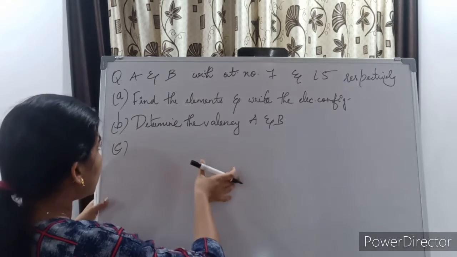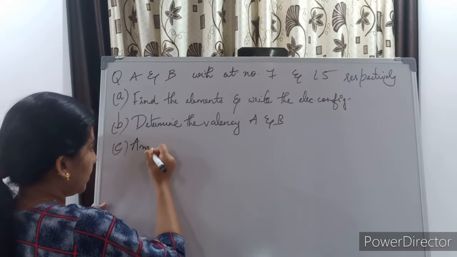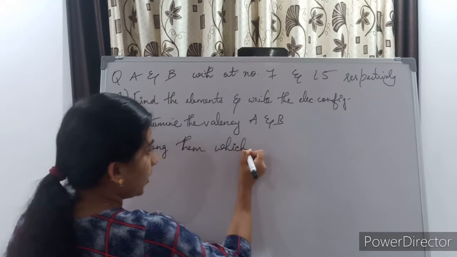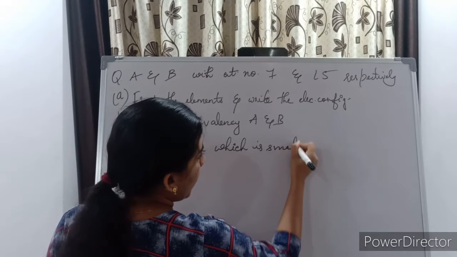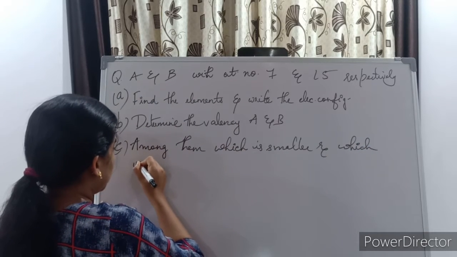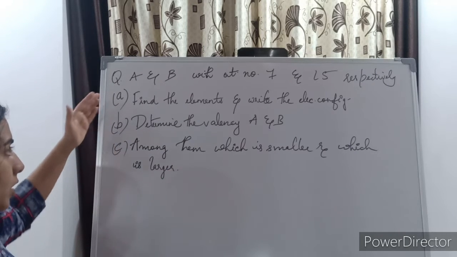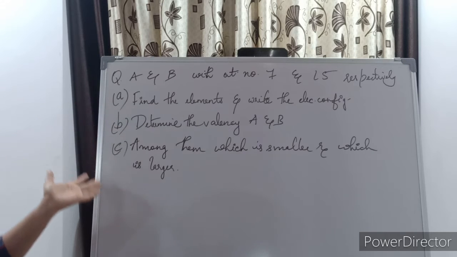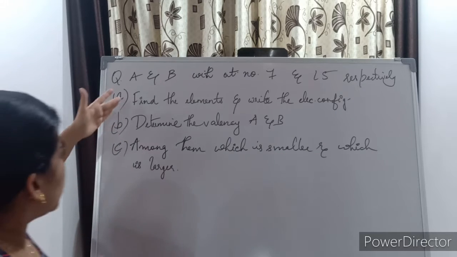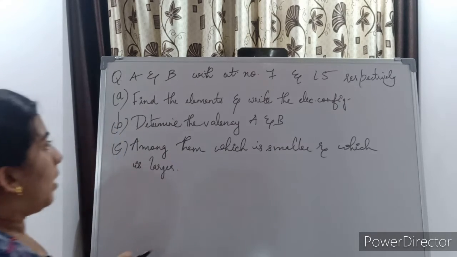This is only a model question. The third question may be: among these two, which is smaller and which is larger. So this will be the third question. A, B and C may come as an essay question, and the marks will be divided like 2 marks, 2 marks and 1 mark. So this is only a model question. Remember, now we have to sort it out.